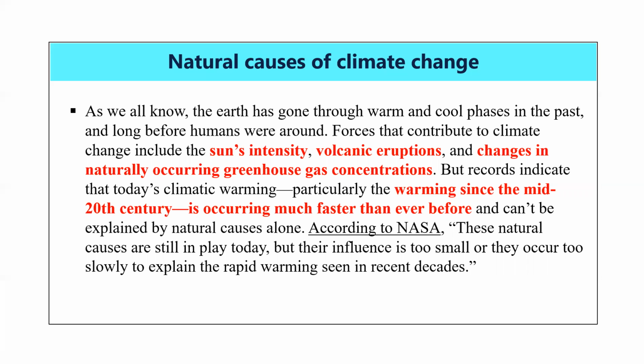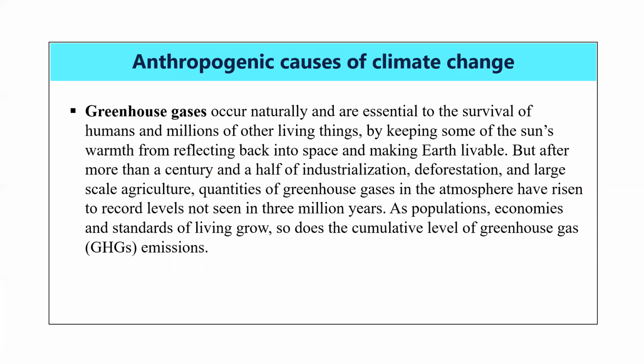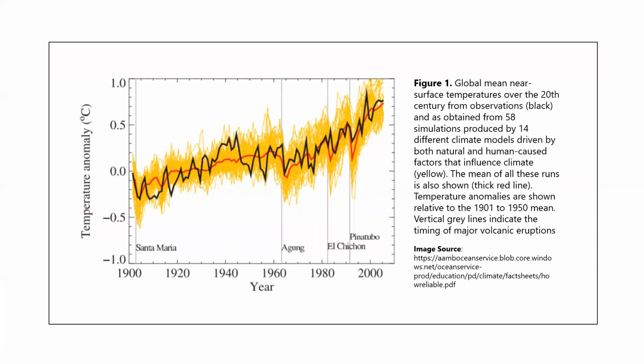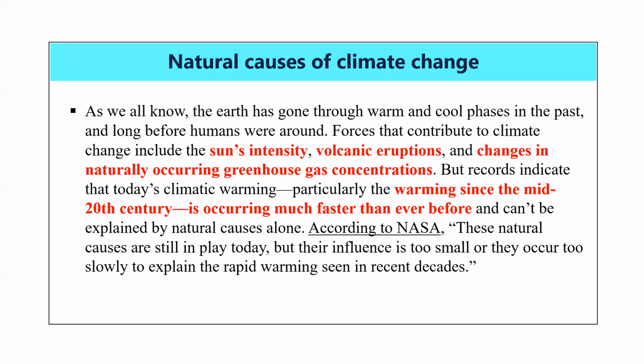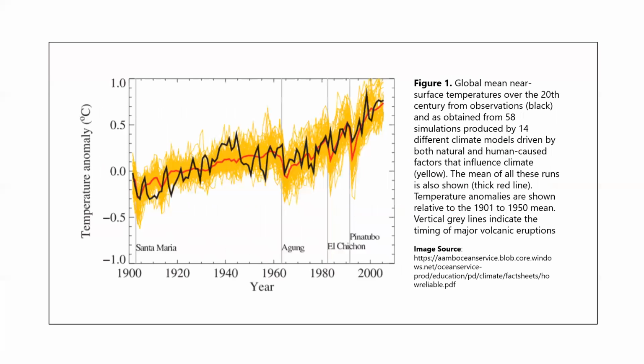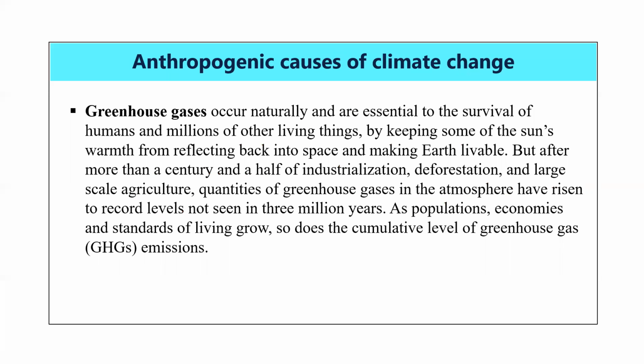So we also take a look at the anthropogenic causes of climate change, because, as mentioned a while ago in this slide, the warming since the mid-century is occurring much faster than ever before. It's because of these anthropogenic pressures. Basically, we have greenhouse gases.